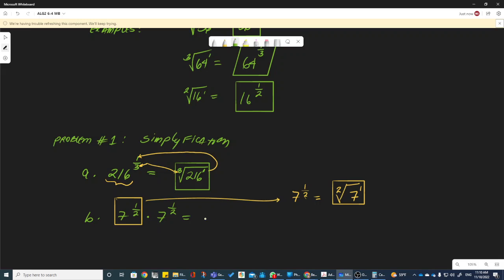Therefore we can potentially say the square root of 7 times the square root of 7. And that is equal to the square root of 7 to the power of 2. This 2 cancels the radical expression, and therefore this becomes 7. And that is the answer to this whole equation. Okay?